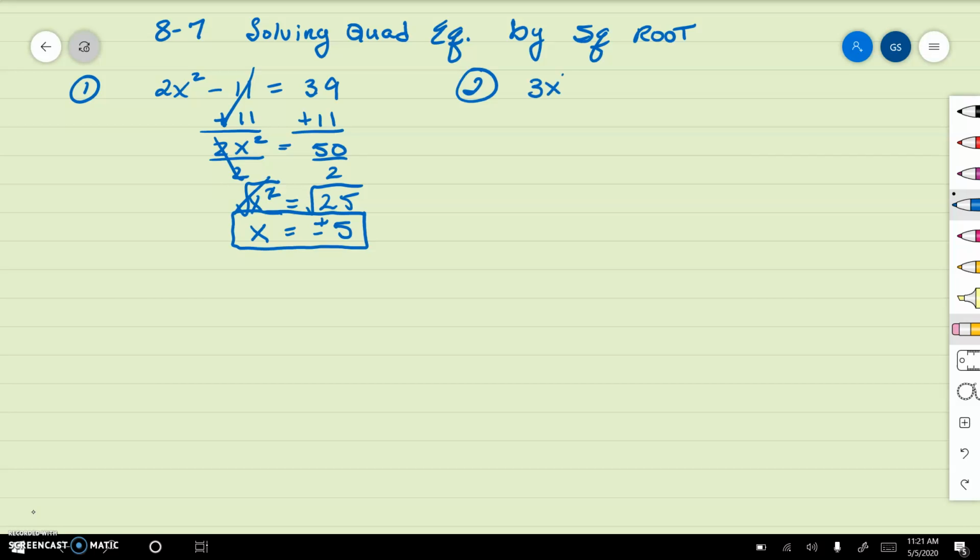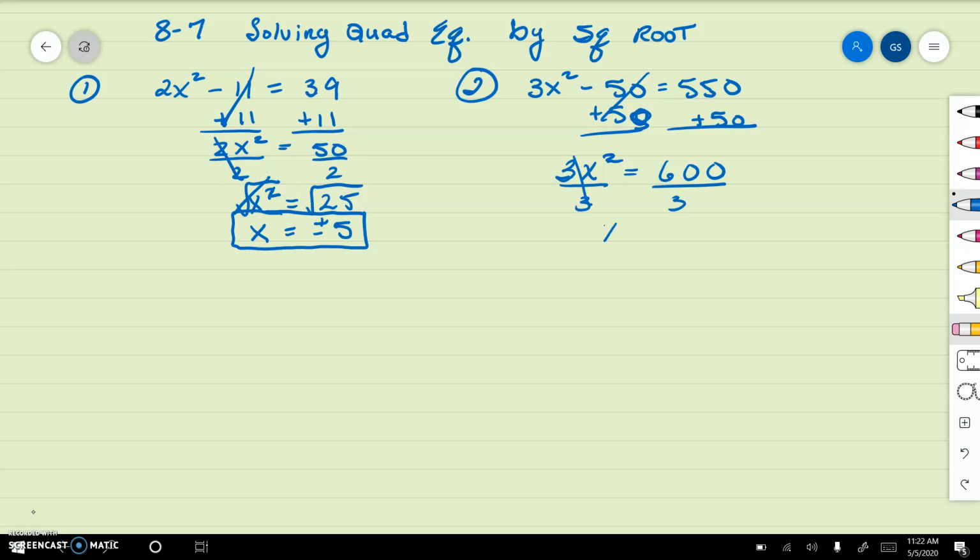3x squared minus 50 equals 550. All right, we're going to isolate x squared again. So we're going to add 50 to both sides. Whoops, that's a 50. Okay, and we're going to get rid of the negative 50 and 50. We're going to bring down 3x squared equals 600. Okay, we're going to divide by 3 on both sides, and x squared equals 200.